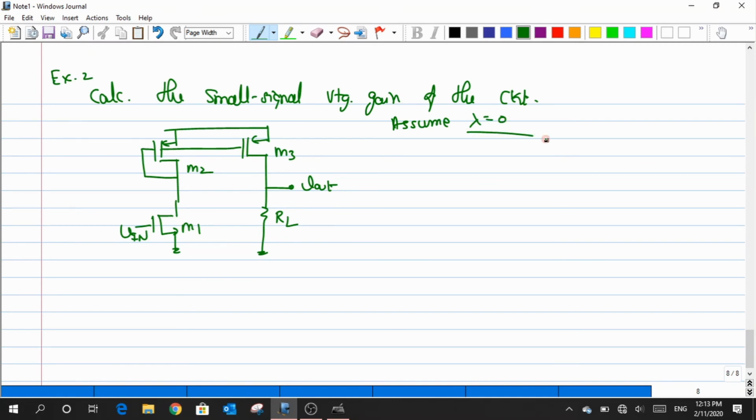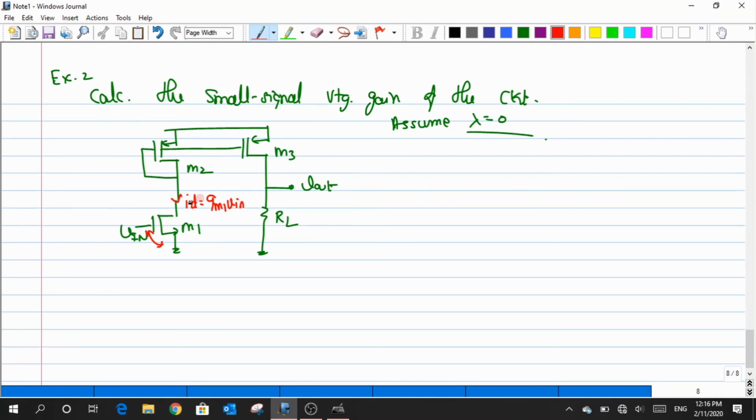So, calculate the small signal voltage gain for the given circuit. Shall I talk about the answer? Whenever there is a small signal over here, a small signal current flows. The value of this current is basically Gm1 times Vin.